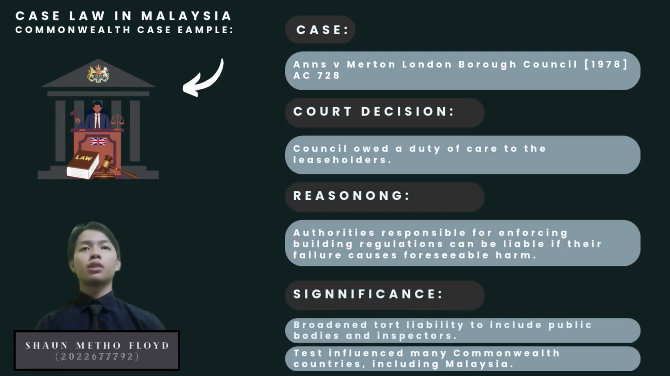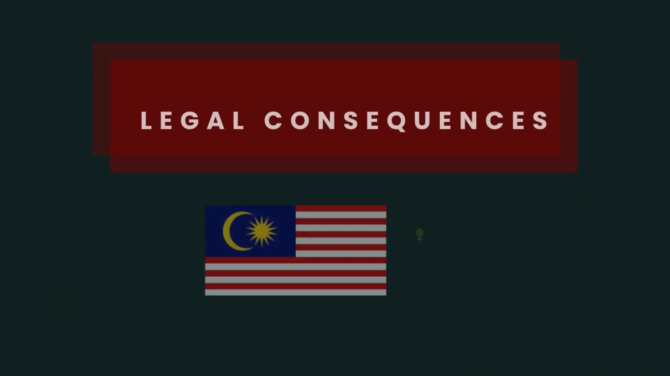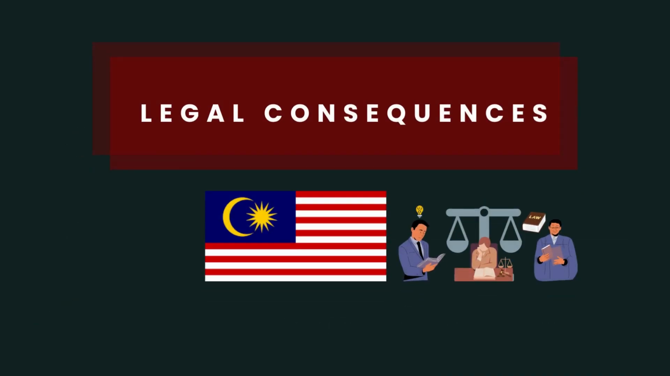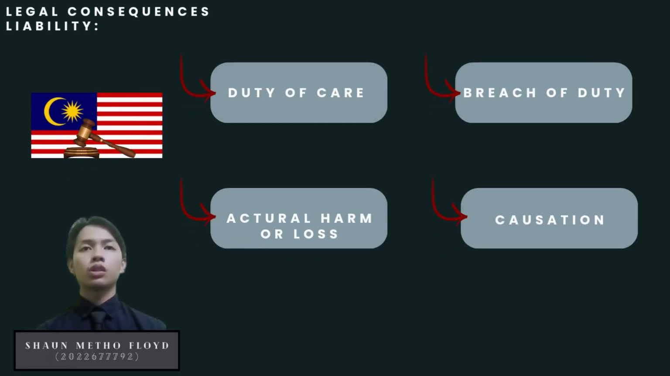Common law case example. Case in construction law: Anns versus Merton London Borough Council, 1978. This case involved some leaseholders who found serious structural problems in their flats. The issue was the local council had failed to properly inspect the building's foundation during construction. So the big question was, can a public authority be held liable in tort law in construction?